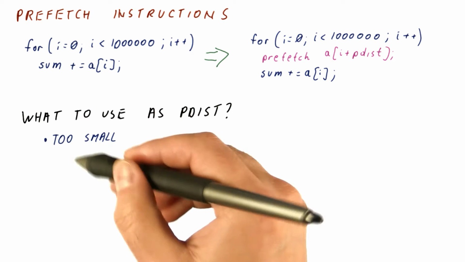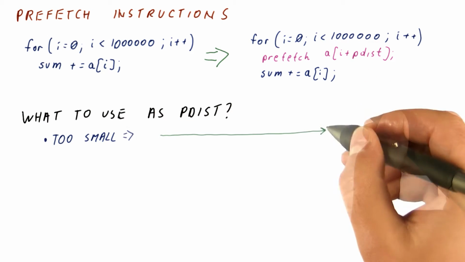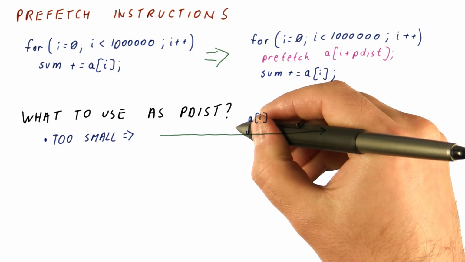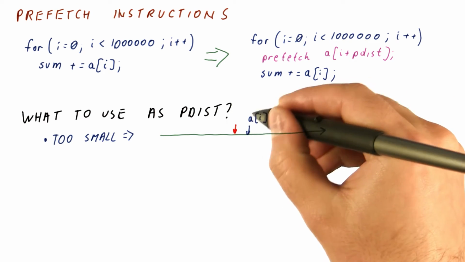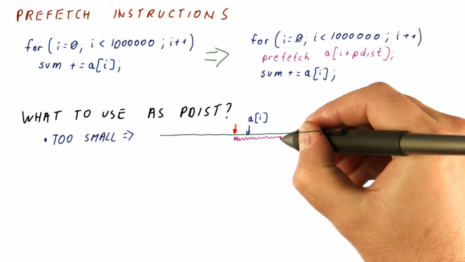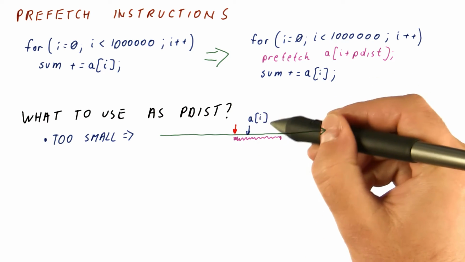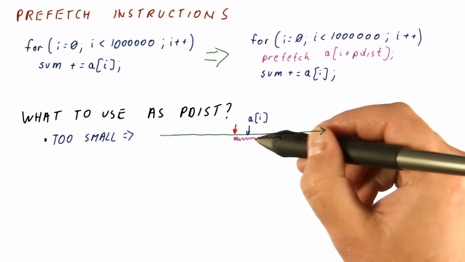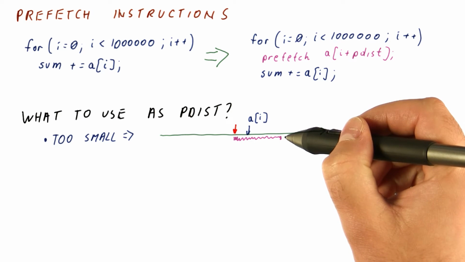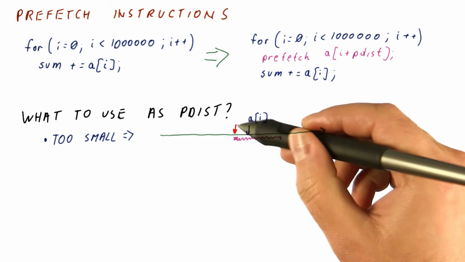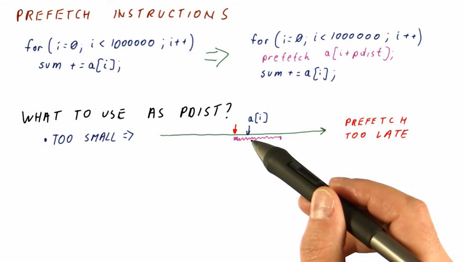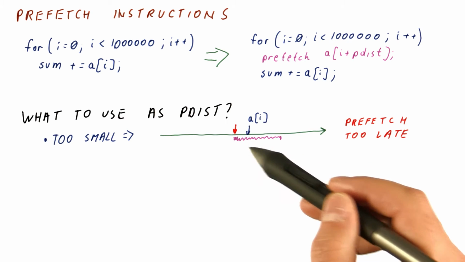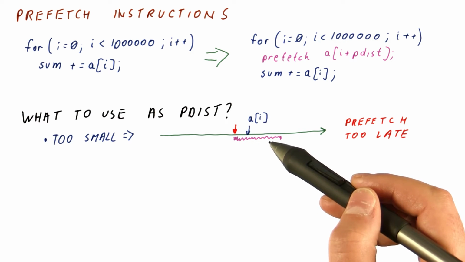If pdist is too small, for example, if it's only 1, we end up having something like this. Our access is here. We issue our prefetch in the previous iteration for this element. The memory latency might be this, which means that when we do our access, the data still hasn't arrived from memory. We will still have to wait for it, although we will have to wait for it less than if there was no prefetch. So here we prefetch too late, and the access happens before the data arrives from memory, so we still have a miss, although it's a slightly less expensive one in terms of how long we have to wait.